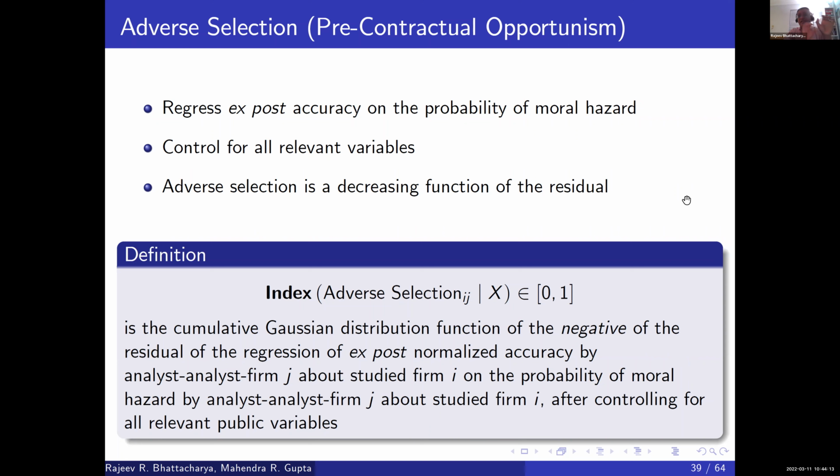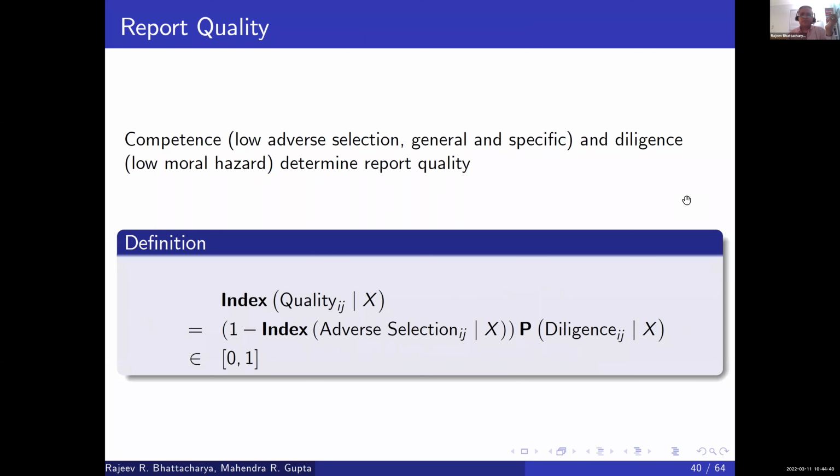We regress this ex post accuracy on the probability of moral hazard, control for all relevant variables. What remains is a decreasing function of adverse selection. So then we put in a particular functional form. Our results are really not dependent on the functional form, but it's this idea that whatever remains has to be the pre-contractual opportunism. Report quality, once again, follows directly from the accounting literature on this one.